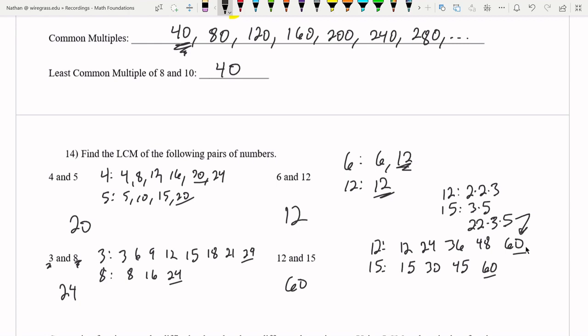But that's just one way of finding the least common multiple. You don't have to do this method. You can just list out multiples of these numbers, and you will find the least common multiple, just the smallest multiple that's in both lists.